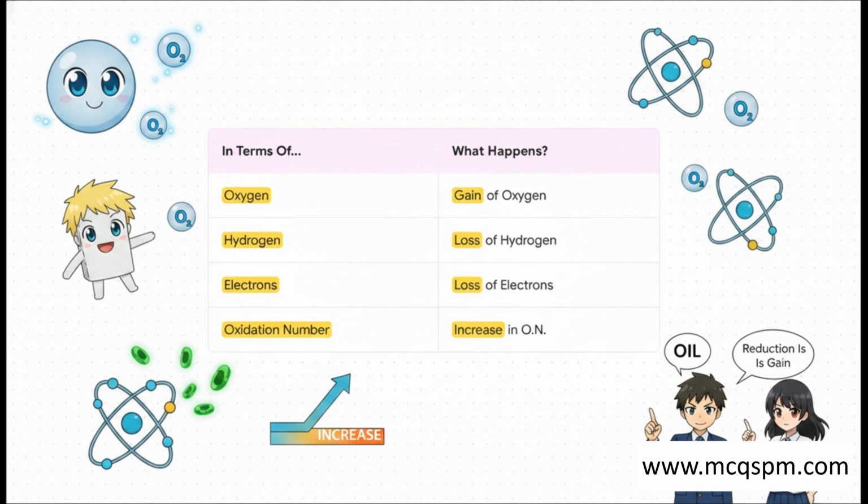Seriously, this table is your best friend. Screenshot it, write it on a sticky note, whatever works for you, but get this into your brain. You can define oxidation as a gain of oxygen, a loss of hydrogen, a loss of electrons, or an increase in its oxidation number. And here's a little trick for you. OIL RIG. Oxidation is loss, reduction is gain. It's talking about electrons, and trust me, that little phrase will save your skin in an exam.